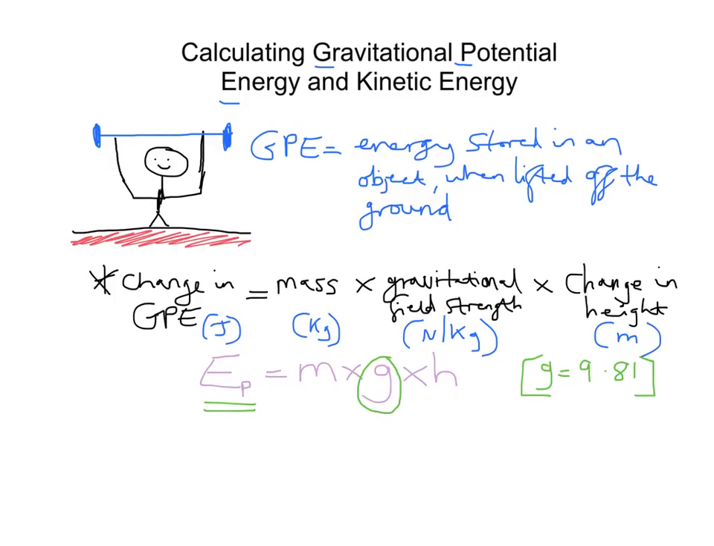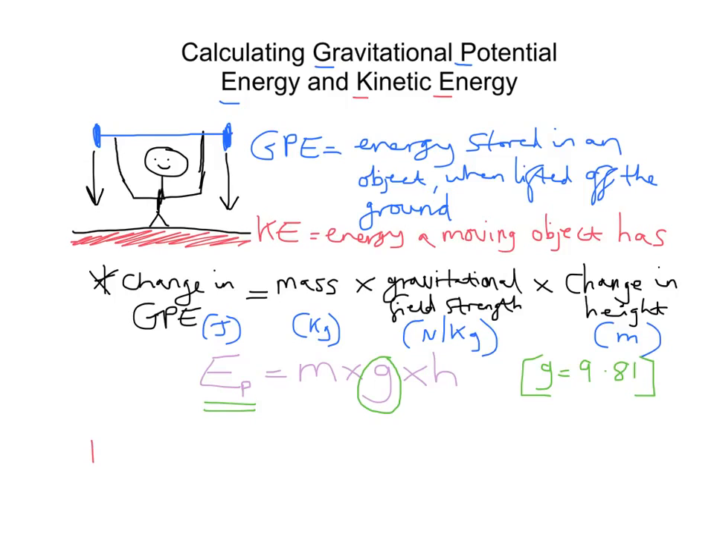Now if I were to drop this dumbbell, so I've been holding it above my head, if I were to drop it and let it just fall down to the floor, then we say that that has kinetic energy. Kinetic energy is the energy that a moving object has. So we're going to put this one up at the top here. So KE, kinetic energy, is energy a moving object has.